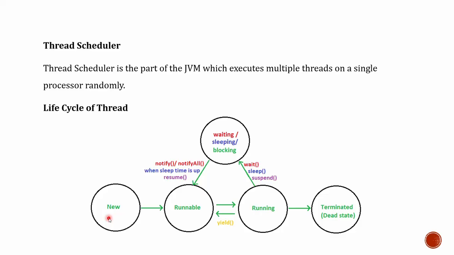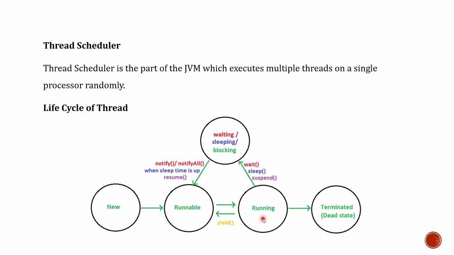The next one is runnable. After the first step where we create a thread, we call the next method, start, and the thread moves to the runnable phase. Here the thread has started to run and waits for the CPU to schedule whether this thread might run or some other thread in execution might run. The next one is running.